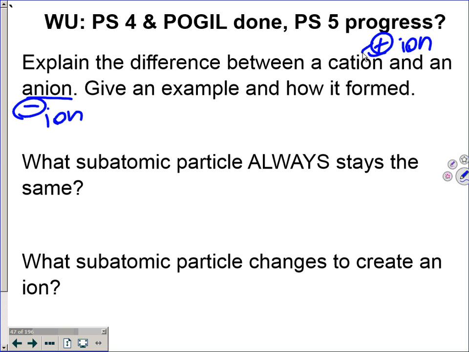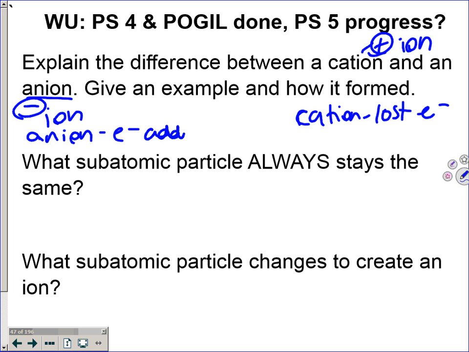Kelsey, give me how a cation would be formed. Electrons are taken away. Right. So a cation has lost a certain number of electrons to overall give it a +1, +2, +3 charge, something like that. Will, tell me how an anion is formed. Electrons are added. Right, electrons are added or gained. Okay, so we know those are two different types of ions.